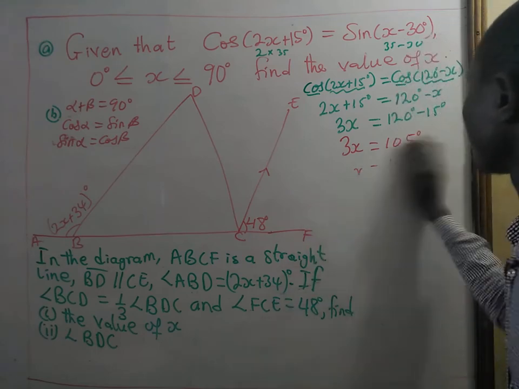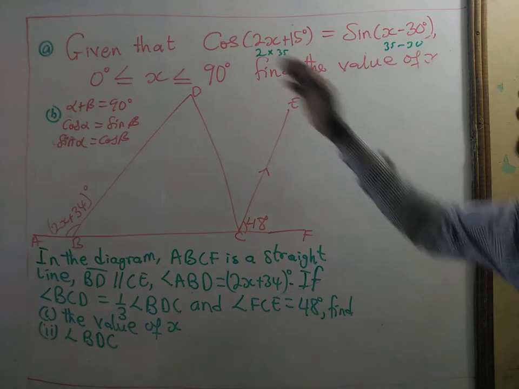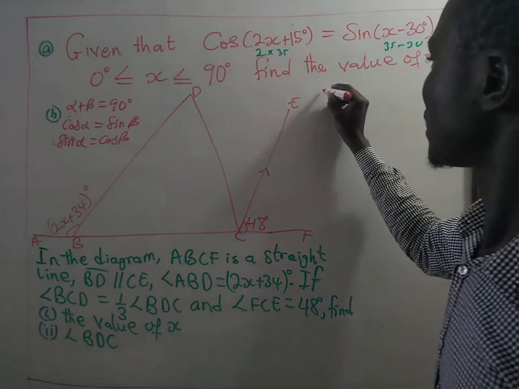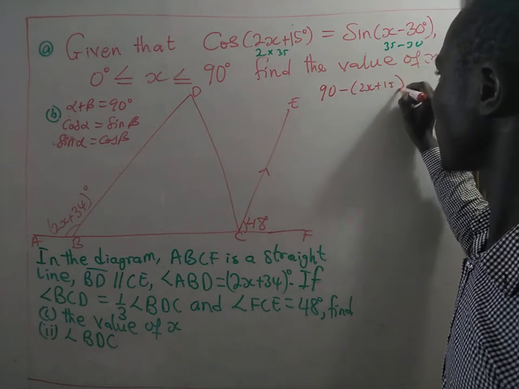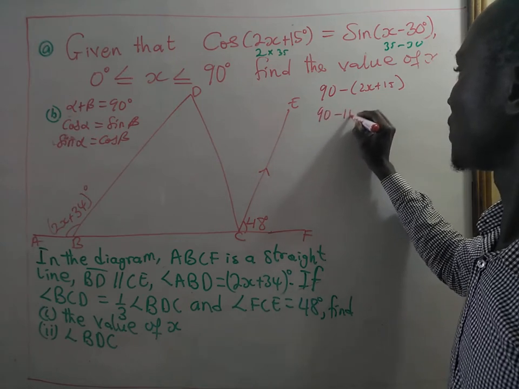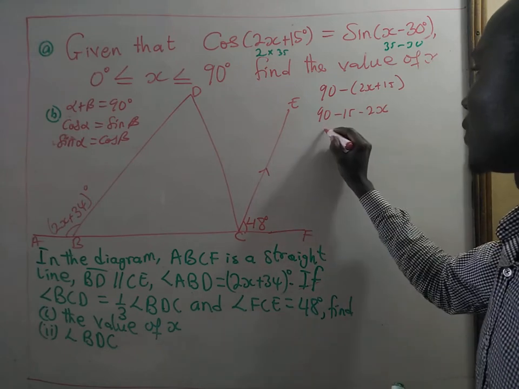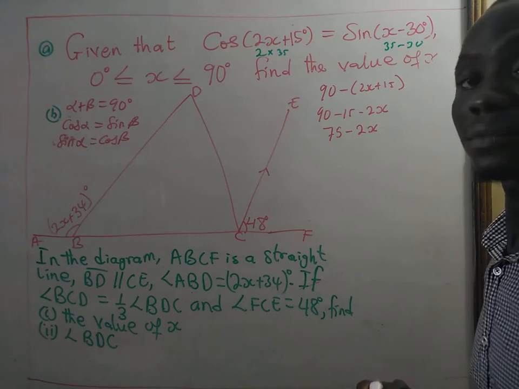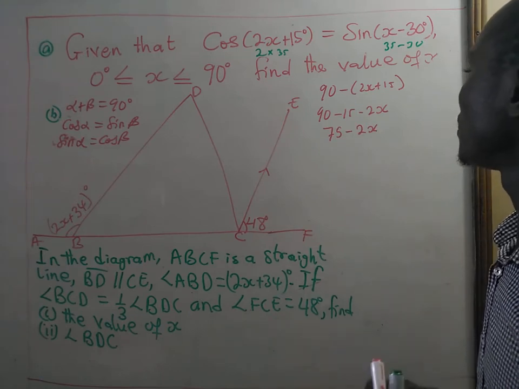Now, let's see. If I want to change this one also to sine, how do I do it? I'll just take 90 minus 2x plus 15. And this will give me 90 minus 15 minus 2x. And what is 90 minus 15? That is 75 minus 2x. That is very simple.